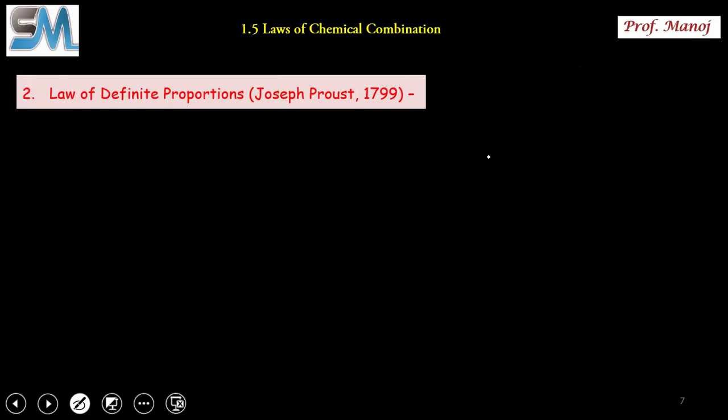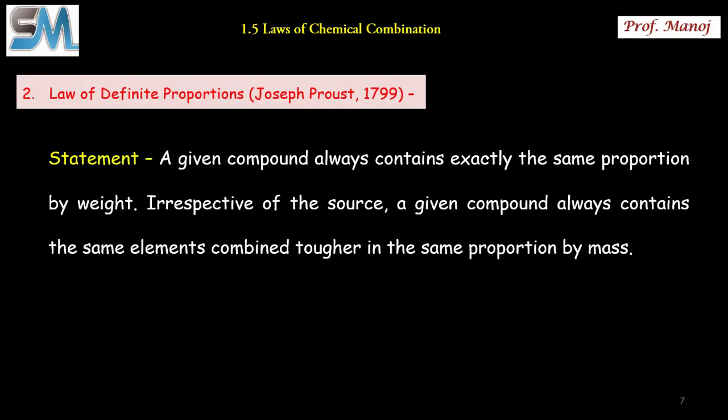Let us come back now to the laws originally. After completing the first law, the law of conservation of mass, we come to a second law called the law of definite proportions. This law was suggested by a scientist, Joseph Proust, in 1799. And see what statement the law makes. A given compound always contains exactly the same proportion by weight, irrespective of the source. A given compound always contains the same elements combined together in the same proportion by mass. There are some typing corrections in the words. This is together.